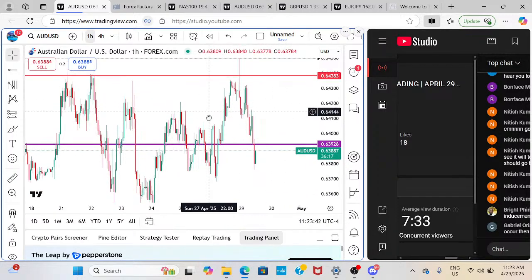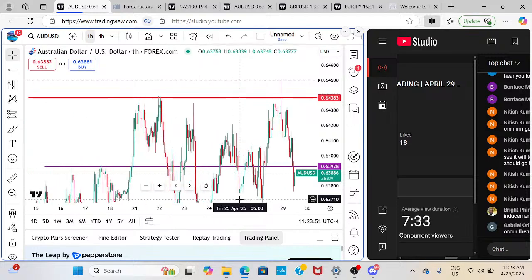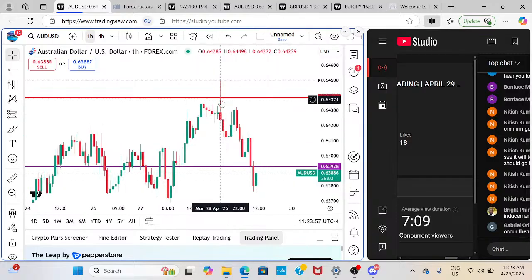We can see that right over here, this wick right here. This is the market attempting to break this resistance, right? We had this resistance at 64.38, which the price tried to break, but it failed. It didn't break it because towards the end of the 1 hour candle closing, price ended up getting rejected.